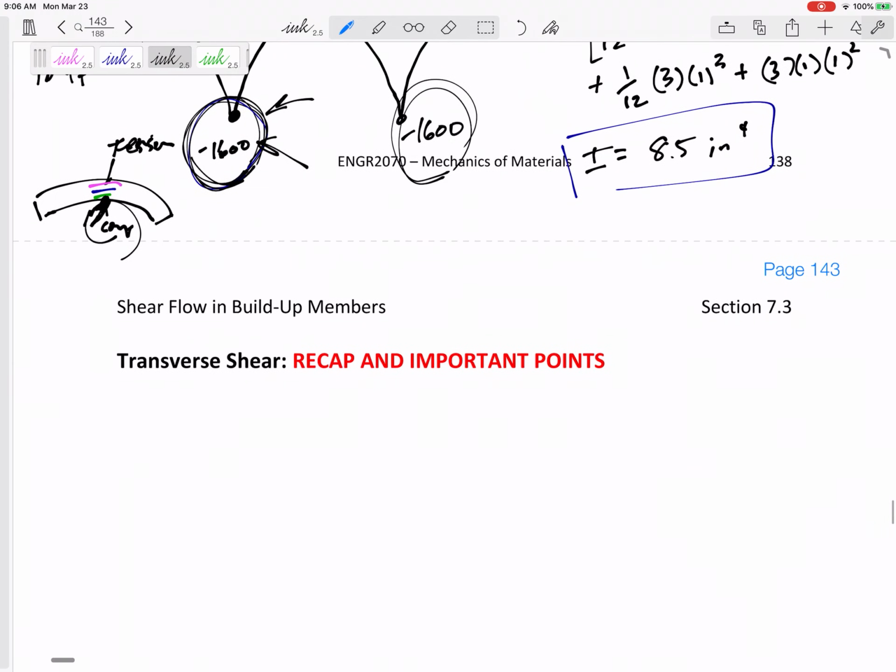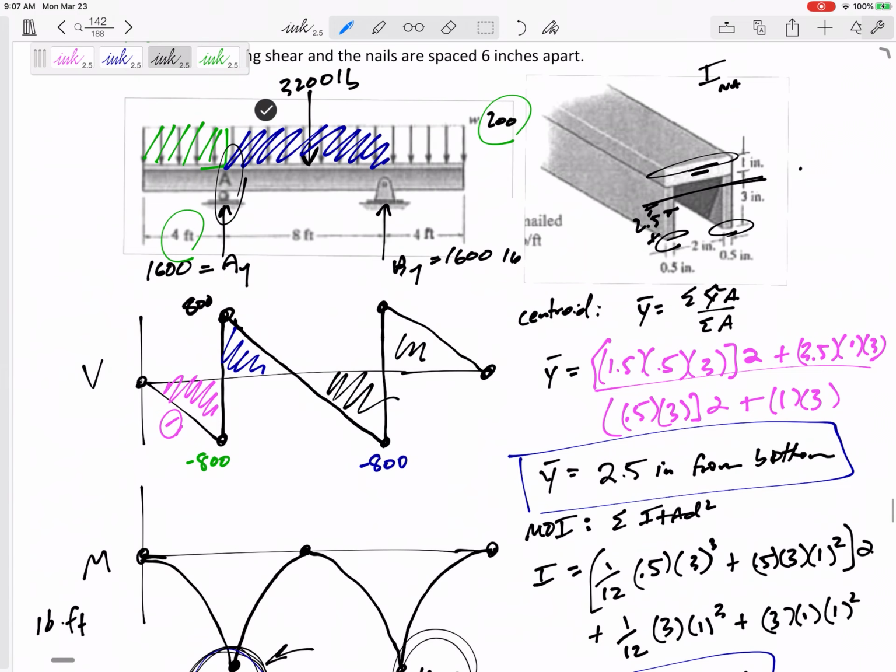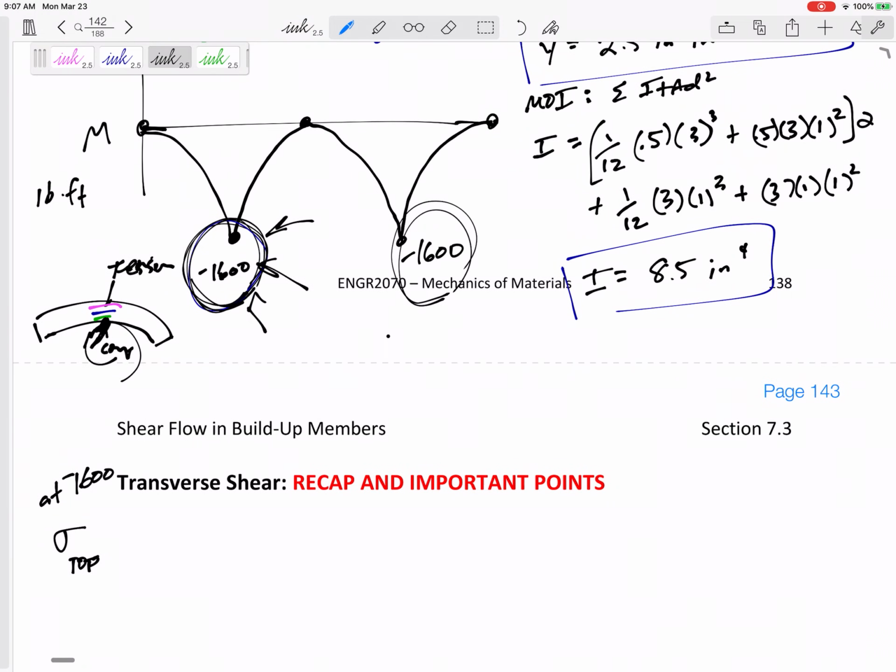All right, let's see if we can do that. So the bending stress, let's do at the very top, at a moment of negative 1600 at this location right here, because I know from the moment diagram that that's the maximum magnitude we will get for the moment, a maximum magnitude of 1600. So let me do the My over I right here. So the moment, 1600 pound-feet.